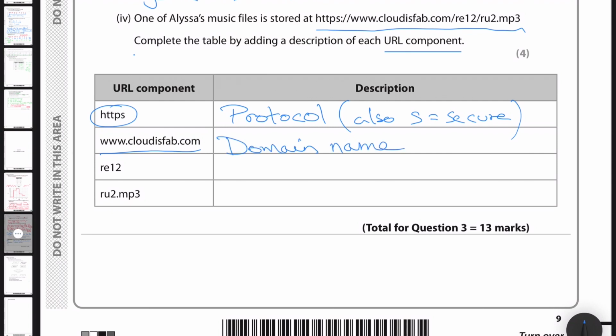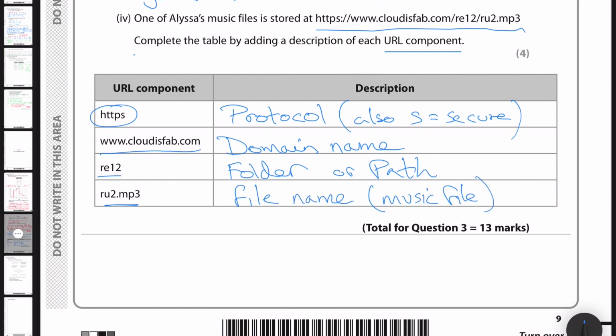RE12. That's obviously a folder where this ru2.mp3 file lives. So RE12 is the folder. But you could also name this folder or path. Either one of those. Don't put both. Folder / path. And then ru2.mp3 is obviously the file name. Music, because it's an mp3. So you've got the protocol, the domain name, the folder or path, and finally the file name, the music file, ru2.mp3. And that should get you 13 marks for that question.